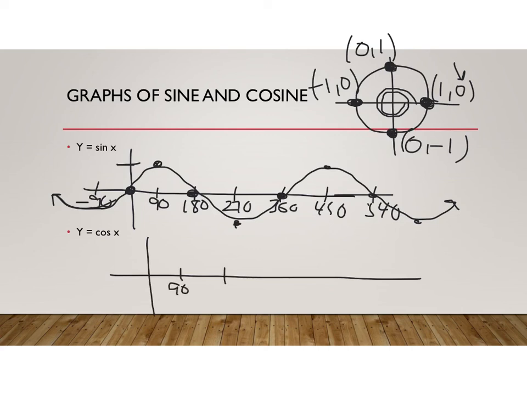The cosine. So doing the same thing, but now we'll talk about the x-coordinate. So we start here again, and the x-coordinate is 1. And then we go to 90, where the x-coordinate is 0. Then 180, where the x-coordinate is negative 1. And then 0. And then 1, back to 0. And the graph of cosine would look like this. Starting at 1 now, never getting higher than 1 or lower than negative 1, and the same basic shape as the sine graph.